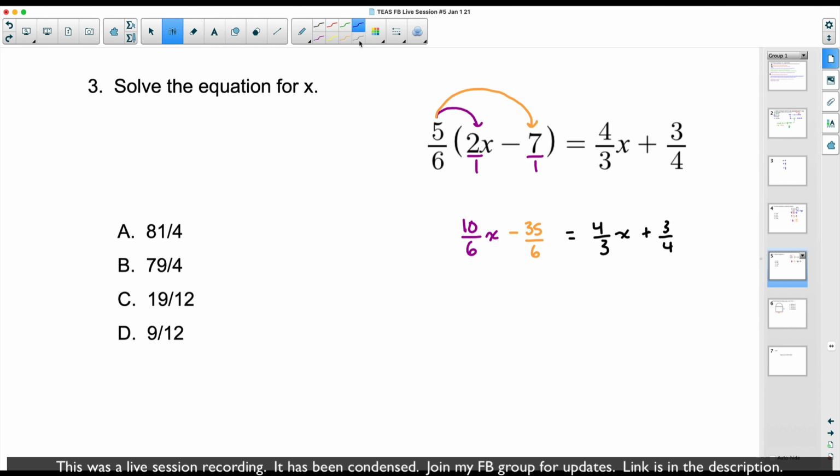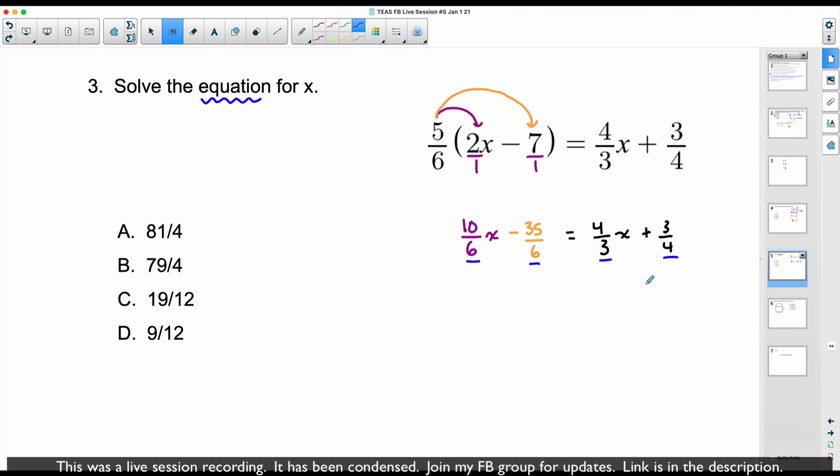So here comes that part that I'm talking about. How do we handle all these crazy fractions? If you have an equation with fractions, find a common denominator and multiply both sides by it. Find a common denominator. So we're looking at a 6, another 6, a 3, and a 4. Find a common denominator for the whole thing. So 6, 6, 3, and 4.